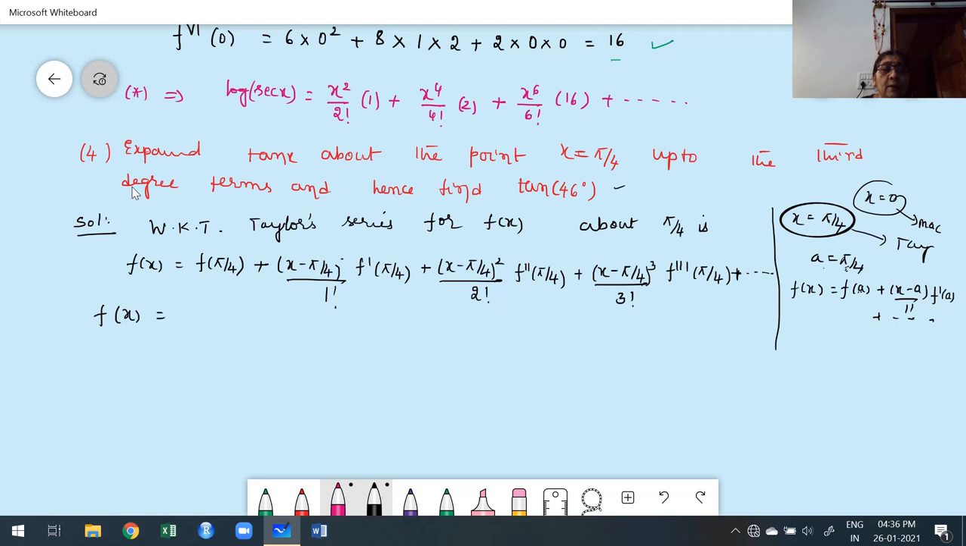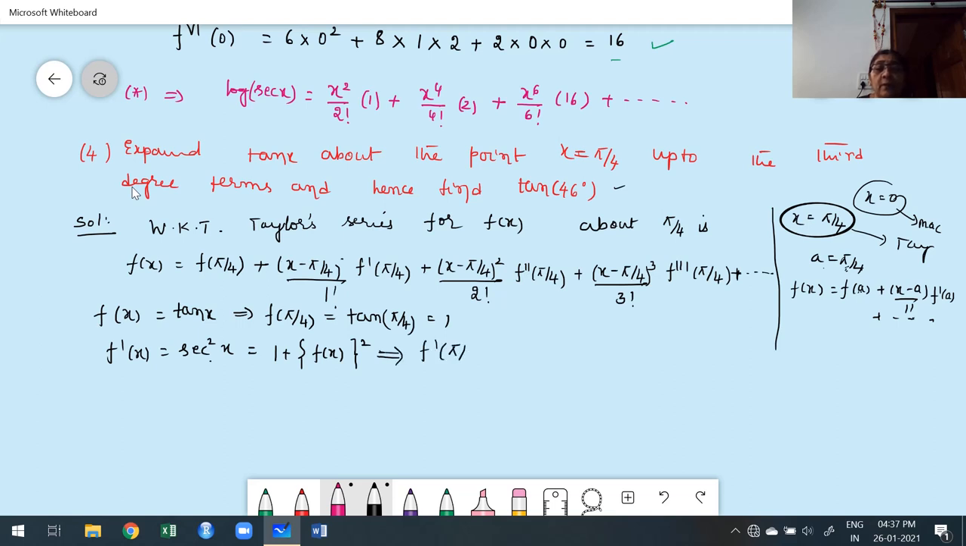Keep in mind the value they have given about, that is our a. What is my f of x? Tan x. What is f of pi by 4? Tan of pi by 4. You already know that tan of pi by 4 is 1. Okay. Next, try to find out the first derivative. Derivative of tan is secant square. We already discussed in the previous problem that secant square can also be written as 1 plus tan square, because then it is easy to proceed up to the third derivative. Instead of secant square we get 1 plus f of x whole square. That implies f dash of pi by 4 is 1 plus f of pi by 4 whole square; f of pi by 4 is 1, so we get 1 plus 1 is 2.